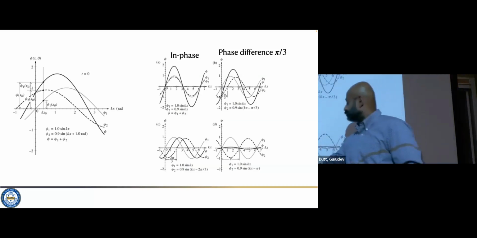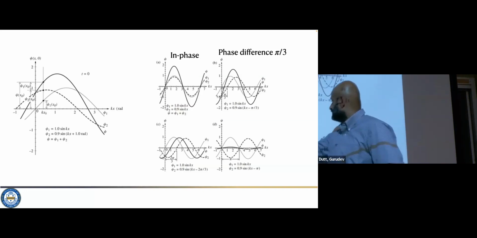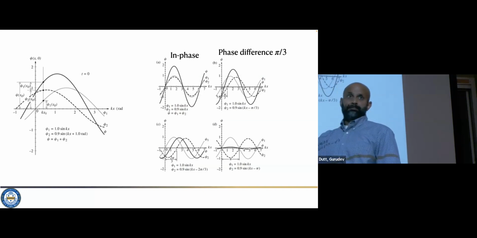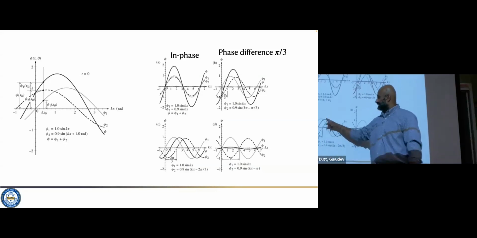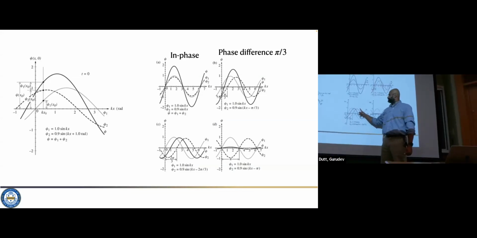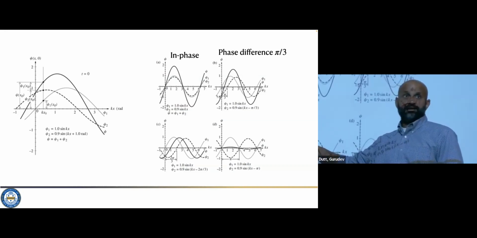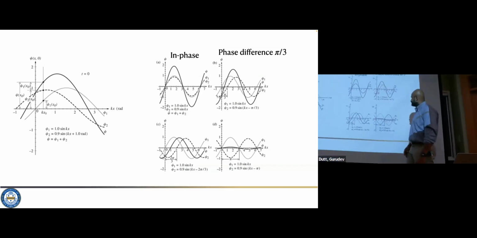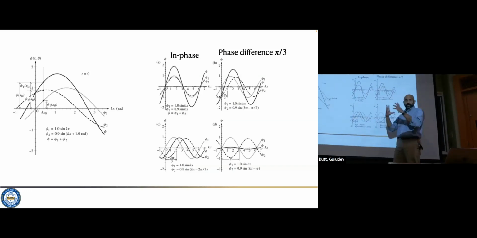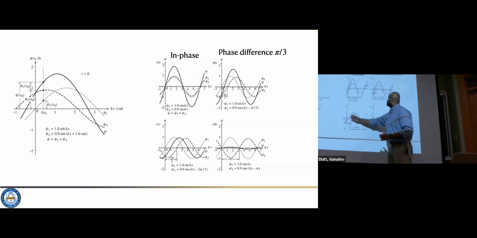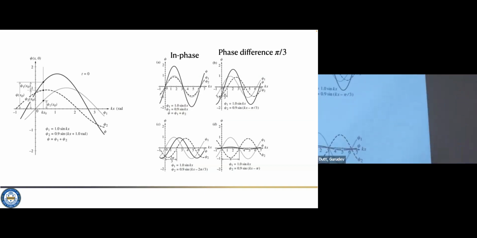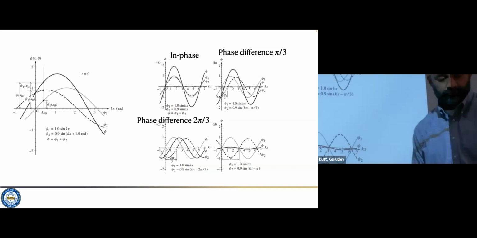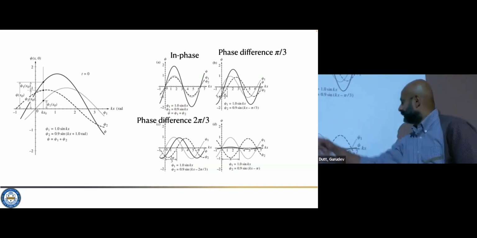We can do this now for 2 pi over 3, same thing. Now you can see the two maxima are almost completely apart from each other. The dashed line and the gray line are almost completely apart from each other. In fact, it's almost like the minimum of the dashed line and the maximum of the gray line are almost coincident. So you can start to see that this wave has gone much closer down in amplitude, and it's also shifted compared to the initial in-phase situation. Here, the phase difference is 2 pi over 3.